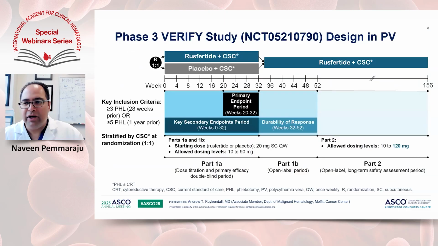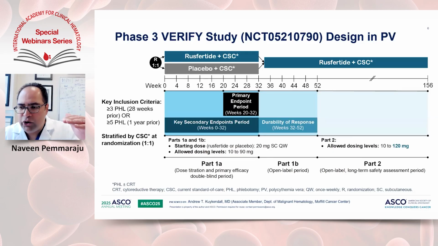So the rusfertide study featured almost 300 patients, international study, randomized. And in the earlier studies that we were a part of, this is the phase 2, this once a week self-injection, patient gives it themselves, like interferon, for example, you have to have 3 phlebotomies or more in the prior 6 months for most patients.